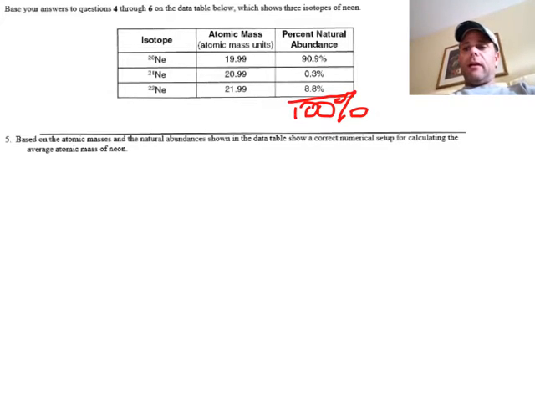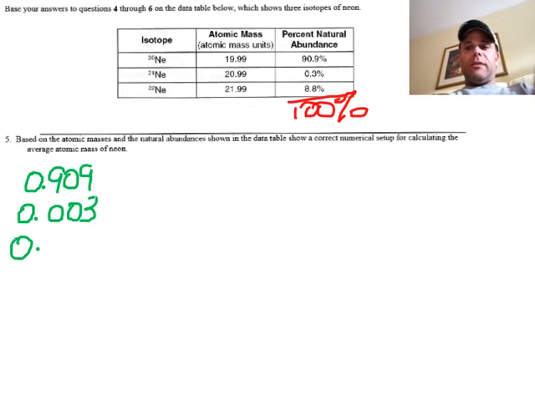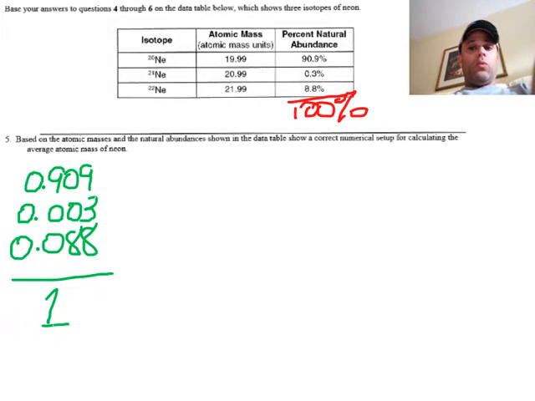Let's see what that looks like. Instead of 90.9, it would be 0.909. Instead of 0.3%, it would be 0.003. And instead of 8.8%, it would be 0.088. Now to confirm, if you add all of these together, you will get 1, just to confirm that you converted the percentage to the decimal equivalent correctly. So let me take that off there and show you what to do next.